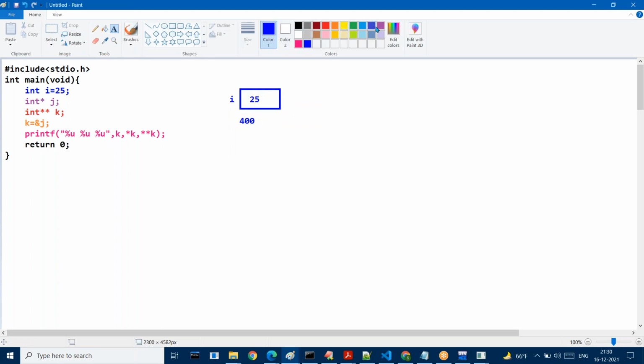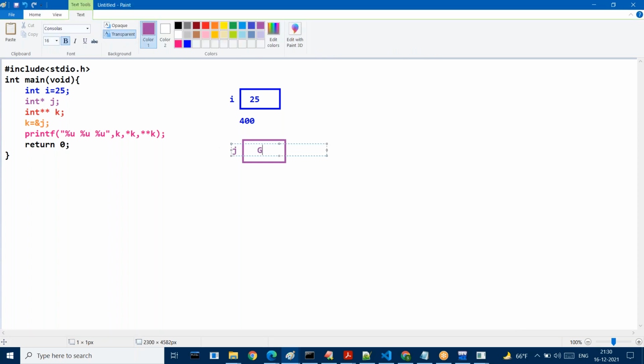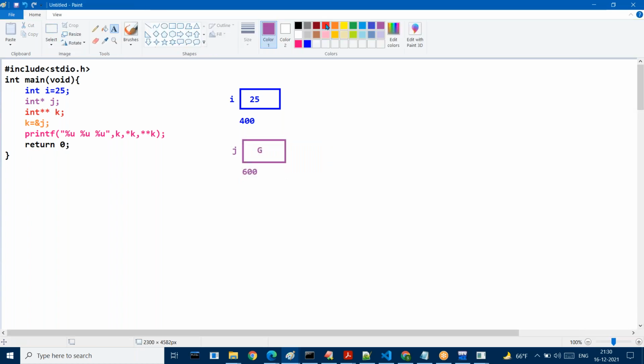Next, sir, j, another variable. That means having its own memory location. Currently I didn't assign anything to j. What value does j have, sir? Garbage value, and it has its own address, 600. Next, we are having k. That means another variable.